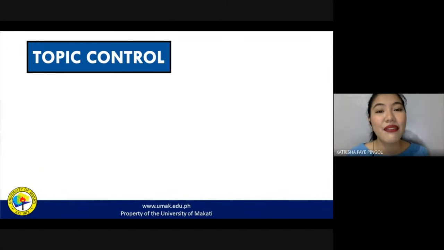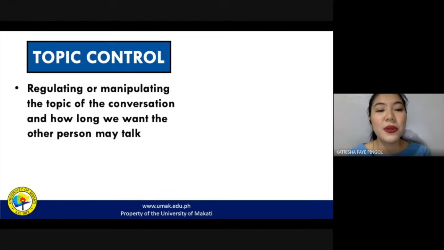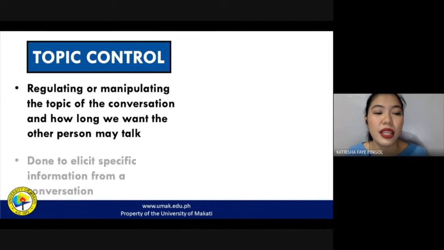Next up, we have topic control. Topic control is basically the speaker or the communicator trying to regulate or manipulate the topic of the conversation and even how long they want the other person to talk. You are basically taking the reins of the conversation, okay? So you are controlling it, manipulating it.